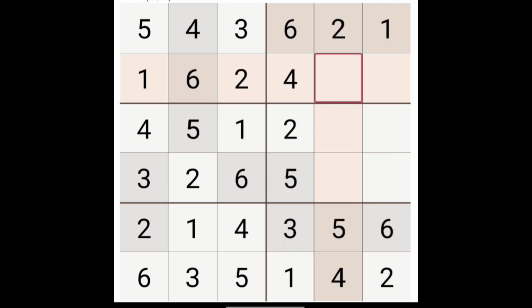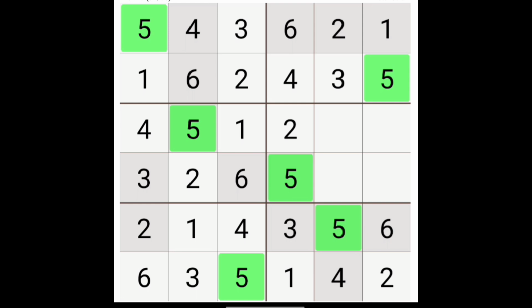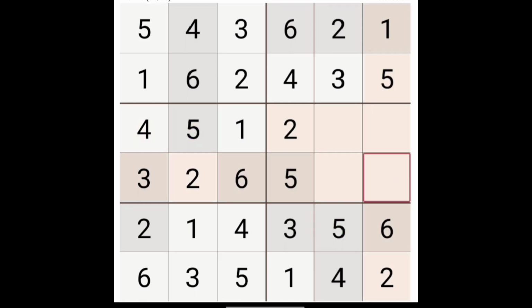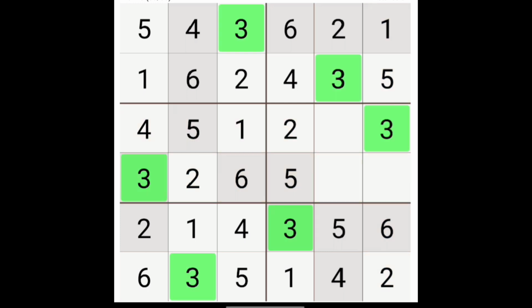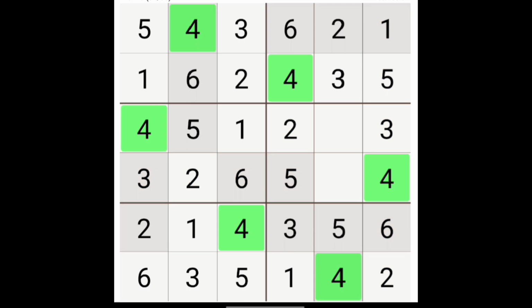6, 2, 1, 4 are given. 3 and 5 are missing. So we cannot write 5 here because 5 is in the same column. So 3 will come here and 5 will come here. Okay. So let us complete this column. 1, 5, 6, 2. 3 and 4 are missing. So 4 cannot come in this cell as 4 is in the same row. So 3 will come here and 4 will come here.